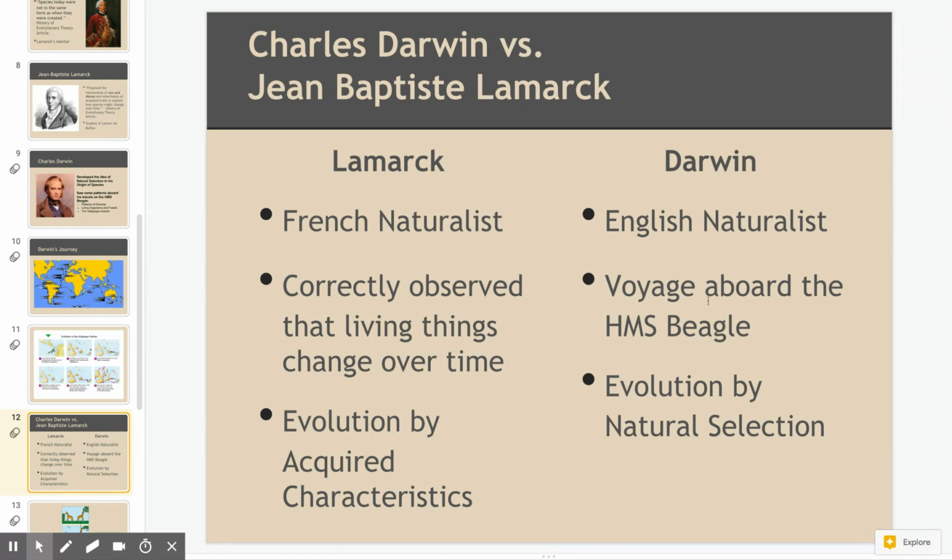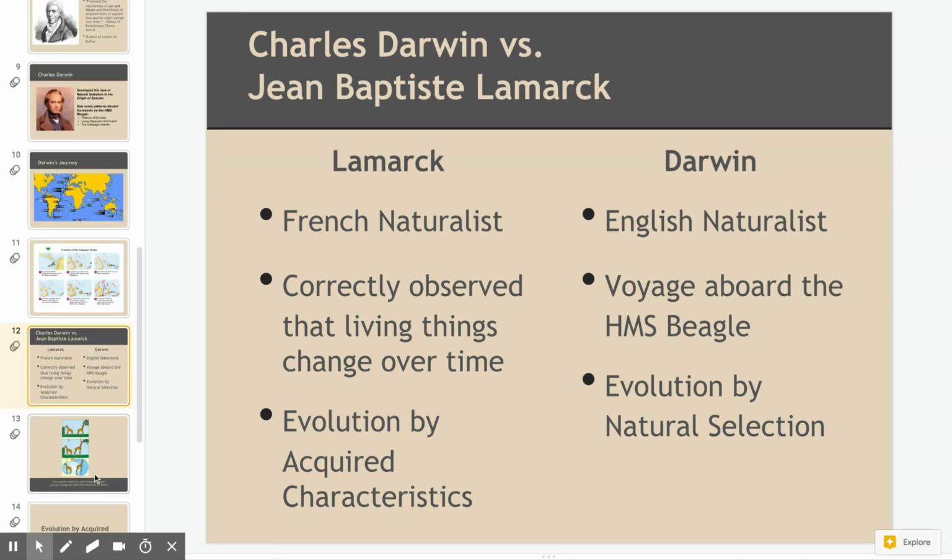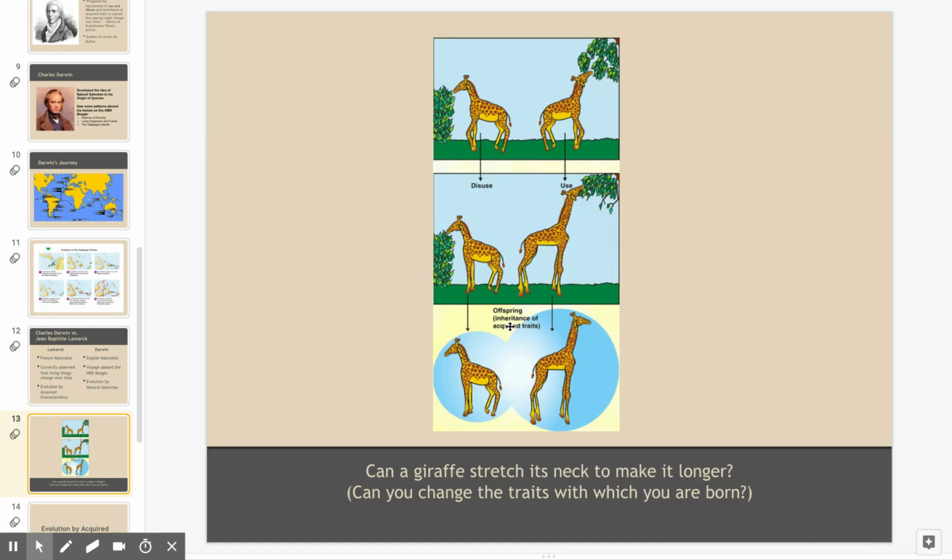Darwin was an English naturalist. His main claim to fame was the research that he did while on the HMS Beagle, specifically in the Galapagos, and his idea was evolution by natural selection. So notice they're both talking about evolution, but the mechanism for evolution, according to the two, is different. So quickly, we're going to talk about acquired characteristics, okay?